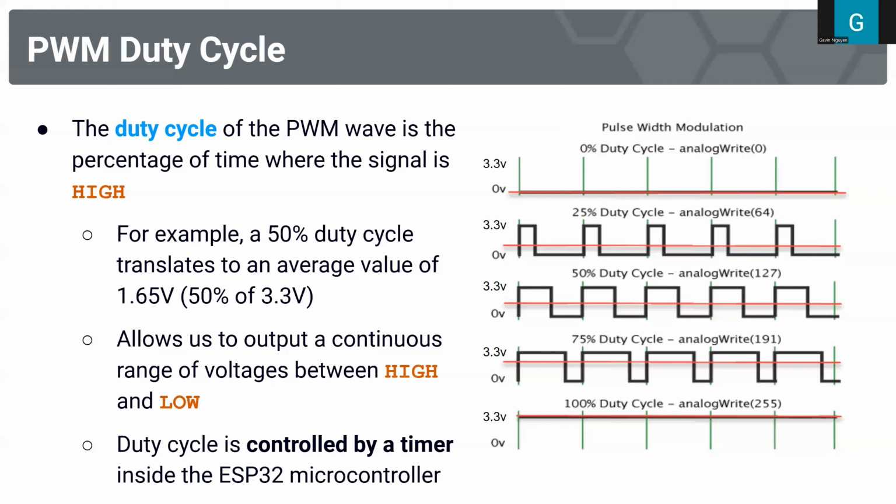And you can see that some of these values that we put in have varying duty cycles. For example, 191 is going to have a 75% duty cycle because it's going to be on for longer, so that it can get closer to a higher value. Whereas analogWrite(64) is not going to be as high a value as 191. So you're going to see that have a 25% duty cycle.